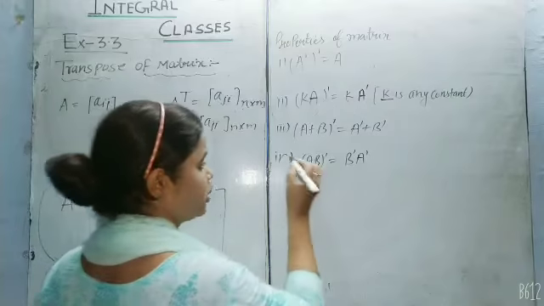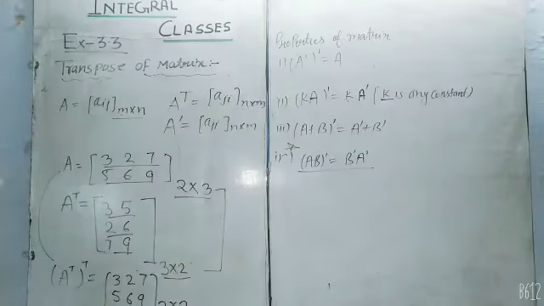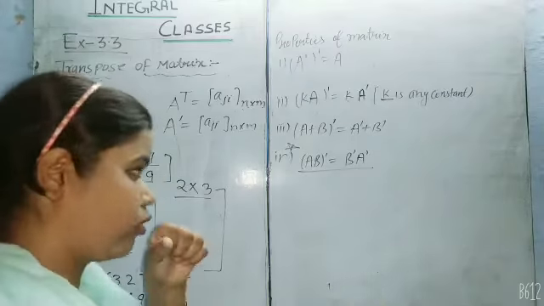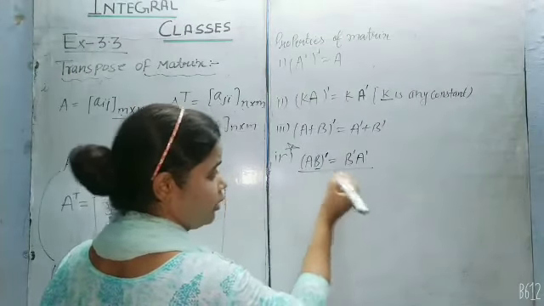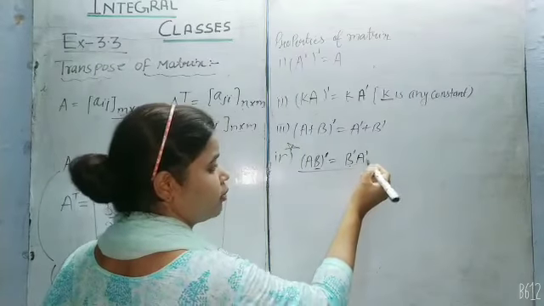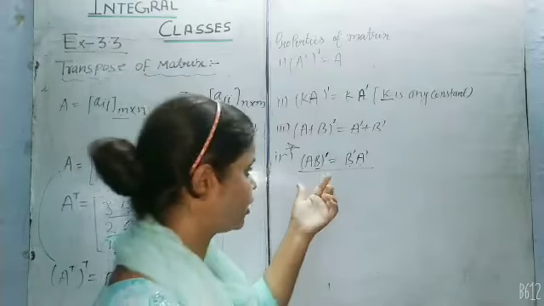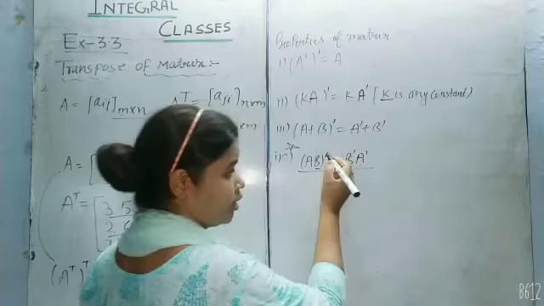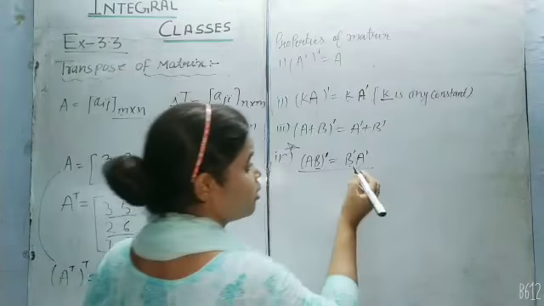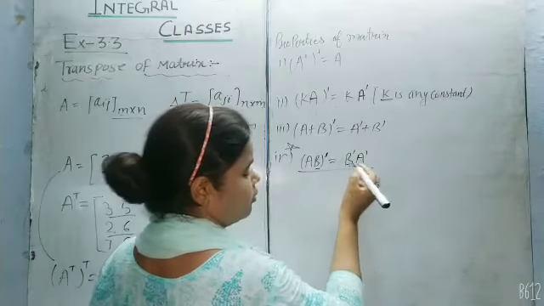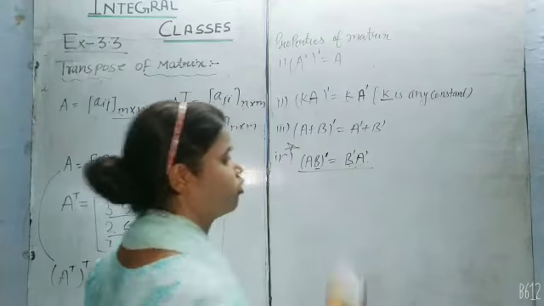Now fourth, it is a very important property and it is used many times in questions. (AB) transpose equals, we first write the second matrix: B transpose times A transpose. It means if we have two matrices and first we multiply them and take the transpose, after multiplying we get the answer: the transpose of B multiplied by the transpose of A.